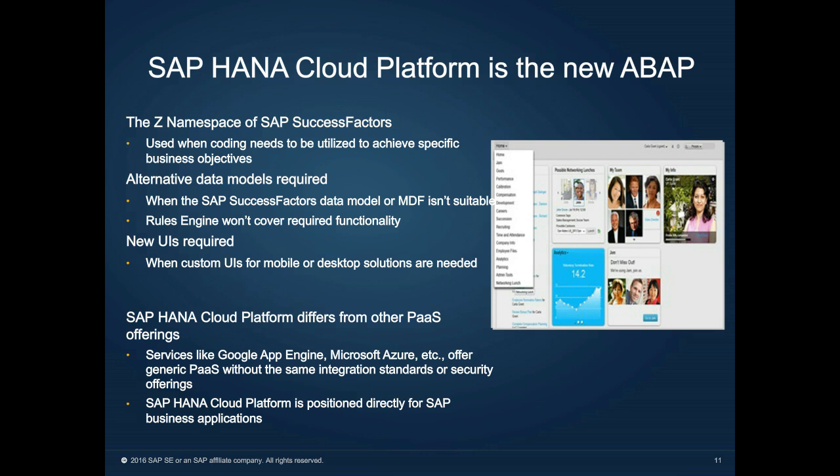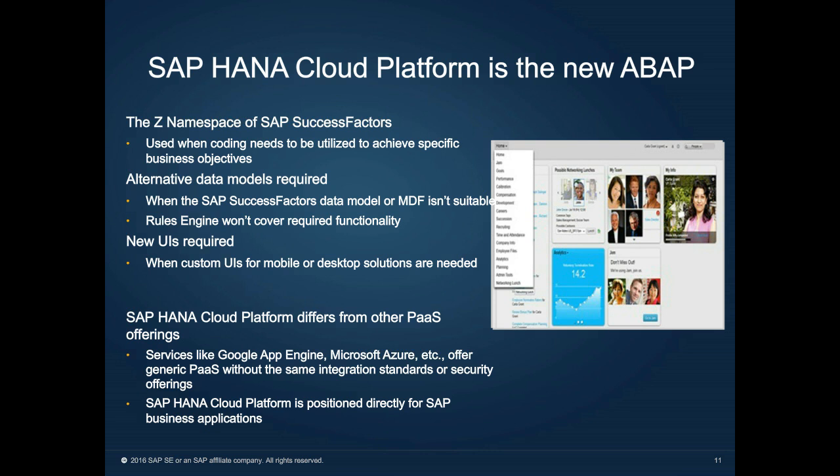And the analogy that I heard in the industry out there is that the HANA Cloud Platform is the new ABAP. It's the place where now you can go and build your extensions. And to cover a little bit of some of the topics that Tyson mentioned, it's got a lot of benefits.